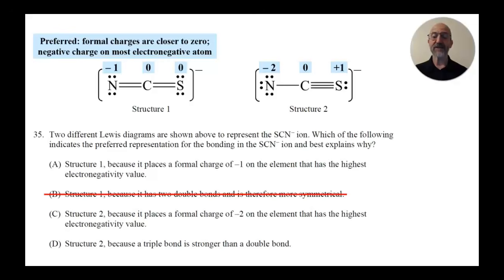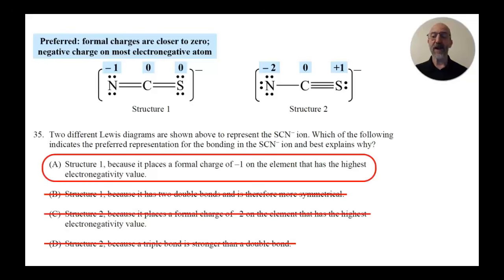And it's definitely not structure 2. The -2 is not as good as the -1. We're trying to get the magnitude of the formal charges to be as closest to 0 as possible. So I will eliminate choices C and D. The correct answer to question 35 is choice A, structure 1, because it places a formal charge of -1 on the element that has the highest electronegativity value, and then also the formal charges are closer to 0.